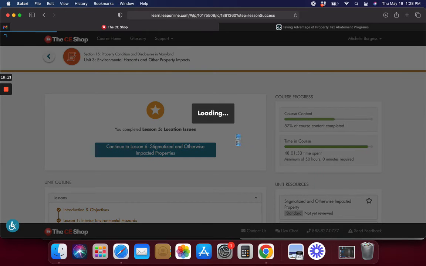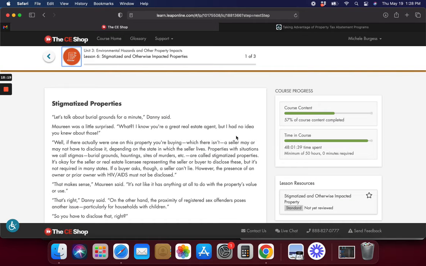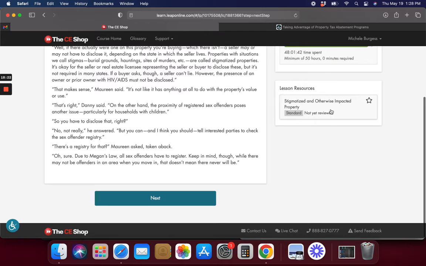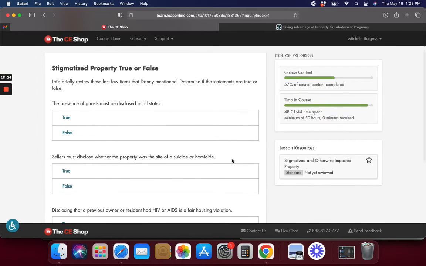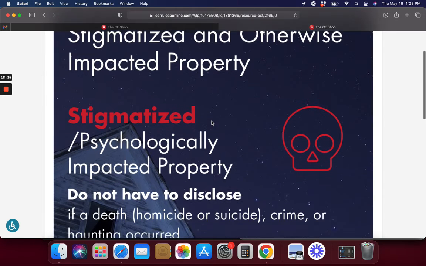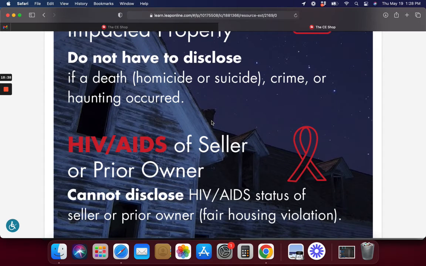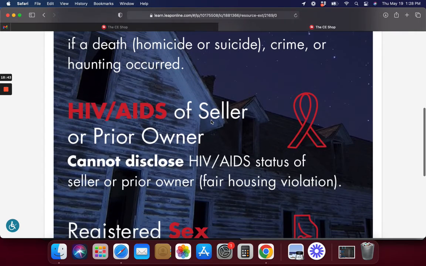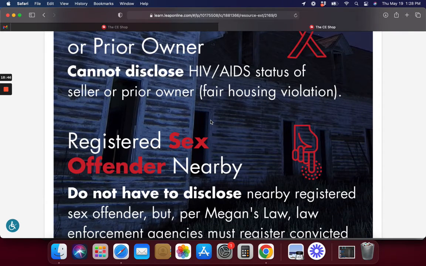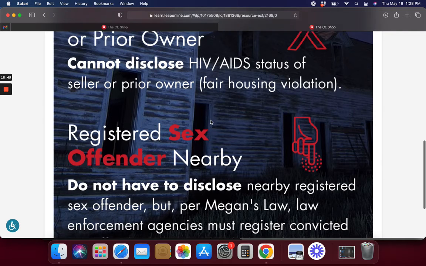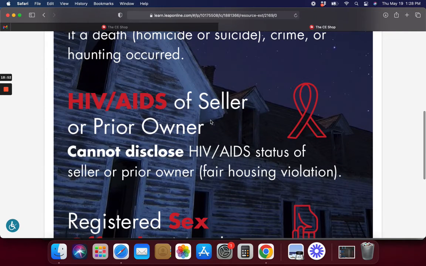All right, stigmatized and other impacted properties. All right, let's look at this for a second. The presence of ghosts. Oh yeah, another picture. All right, impacted property. Death, homicide, suicide. Yeah, these things are stigmatized, and we have a couple of those in my neighborhood. Registered sex offenders nearby. Yeah, that would definitely be a problem, especially if you got little kids.